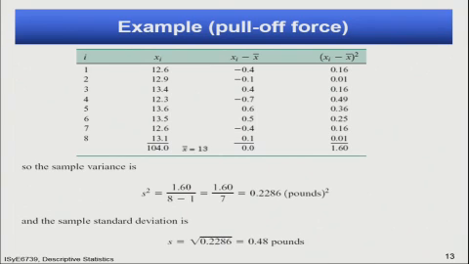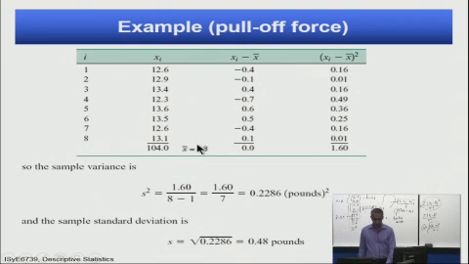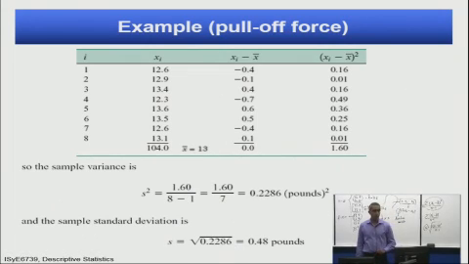Here is one example. As you can see, these are original observations. The average is 13. What we do, we calculate the deviation, which is 12.6 minus 13. And then we calculate the square, and we add them up and divide it by n minus 1. This is s squared, and the square root of that gives us the standard deviation. Okay? Any questions?